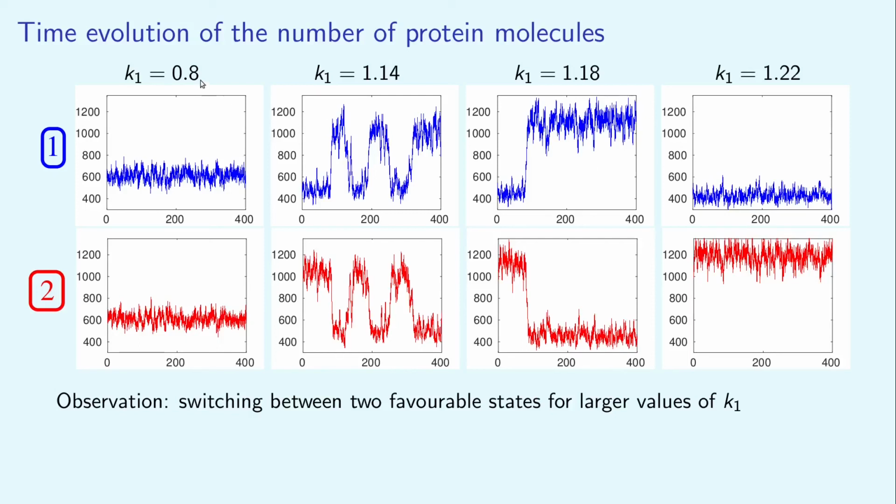On the other hand, if I decrease the production rate K1, then the two favorable states will be closer to each other, and it will be easier to switch between them. So the average time to switch between the favorable states will decrease. Here I included the result for K1 even smaller, for K1 equal to 0.8, when there is only one steady state of the ODE model, and the stochastic system just fluctuates around it. As you can see in these plots, both protein numbers fluctuate around the value 600.